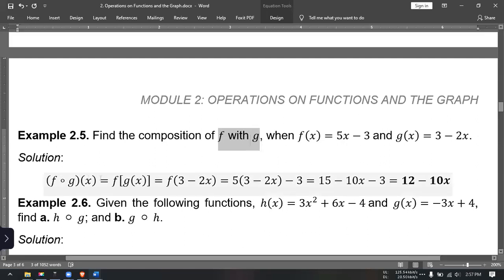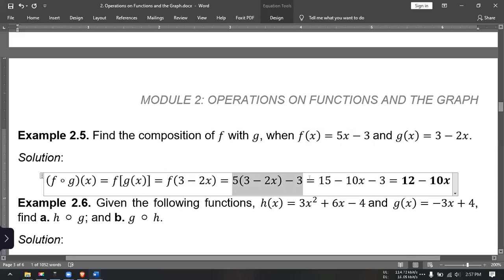Or another symbol, we have f of g of x, meaning we'll be using the function g to replace every x variable of f. Okay? So, symbol, ito yon. Instead of a certain value of x, we have a function. So, ang f natin is defined as 5x minus 3. Yung x natin dito will be replaced by 3 minus 2x. That's why we have this line.